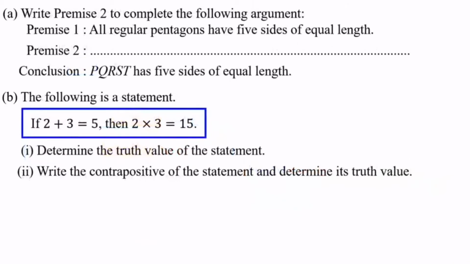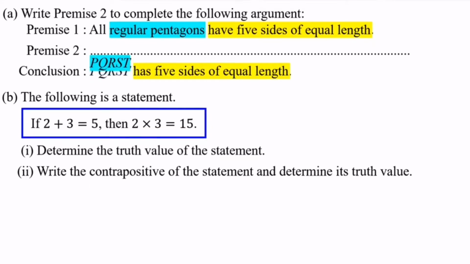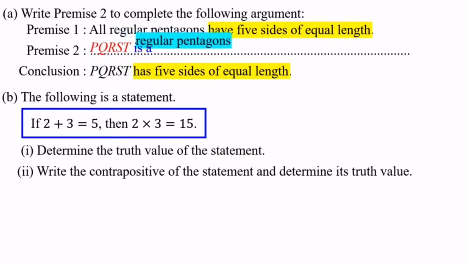For this type of question, write premise 2 to complete the following argument. So you highlight the similar one, or you can say you cancel out the similar one. Then ignore the "all", then you just copy PQRST. PQRST is a regular pentagon. That is how you complete the premise 2.